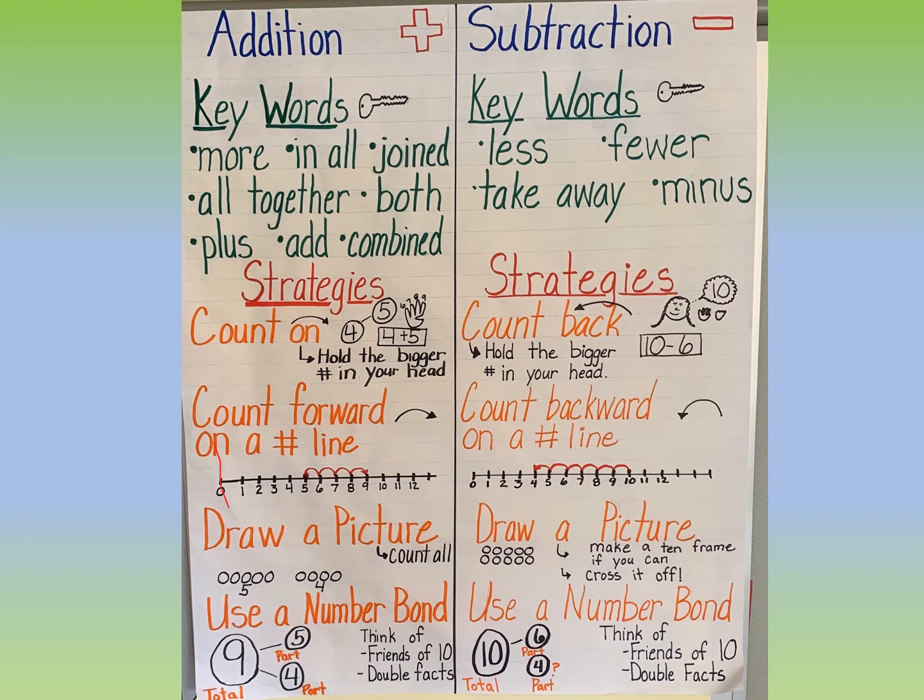For subtraction, keywords: less, fewer, take away, minus. Strategies: count backward, count backward on a number line, draw a picture, use a number bond.